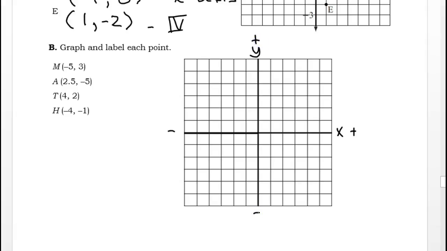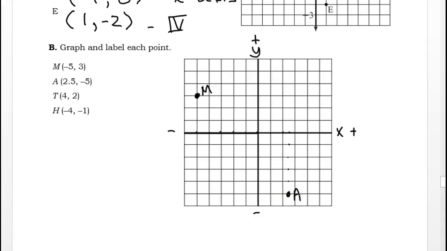So letter M says negative 5, 3. We're going to go 5 units to the left and 3 units up. From the origin, 1, 2, 3, 4, 5. 1, 2, 3. That is point M. Point A, we're going to go 2.5 points to the right and 5 points down. So from the origin, 2.5 to the right, and then 1, 2, 3, 4, negative 5 down.